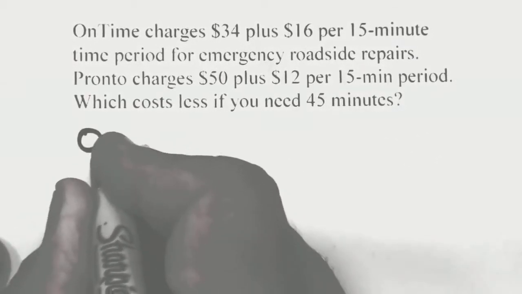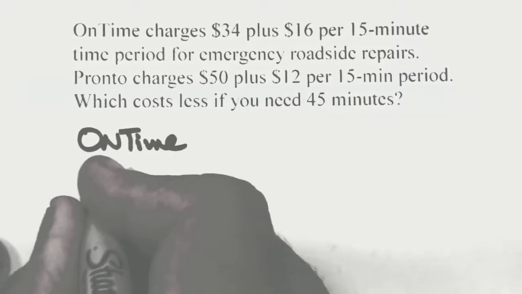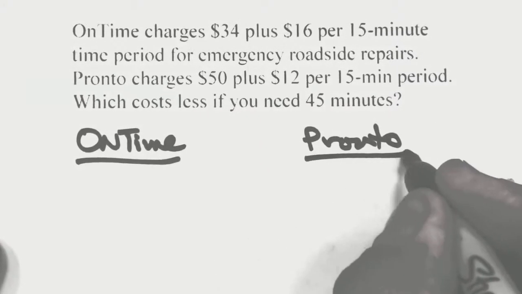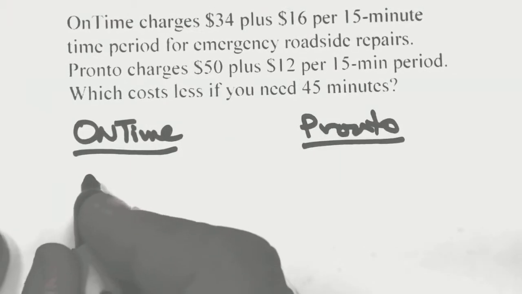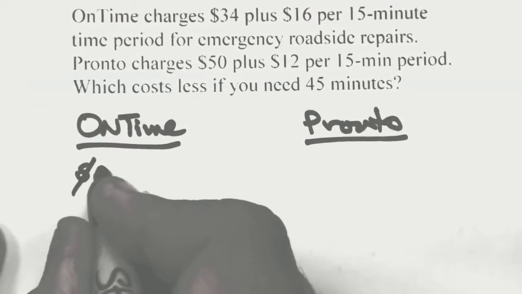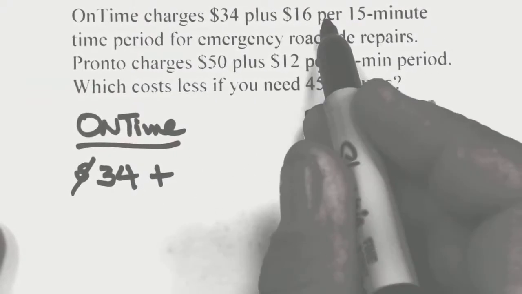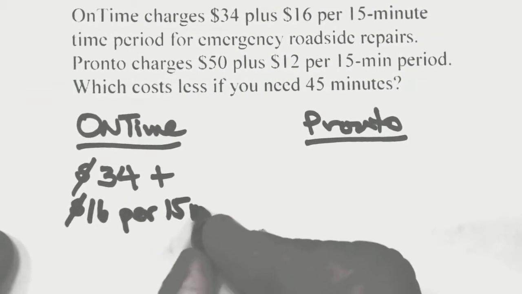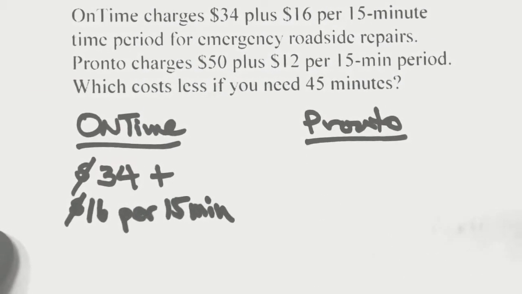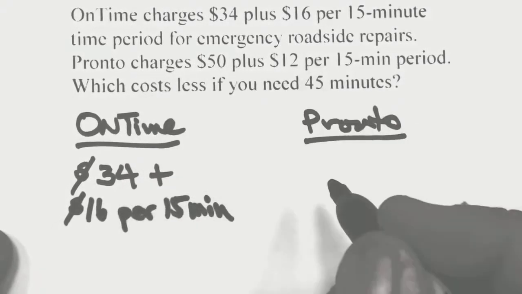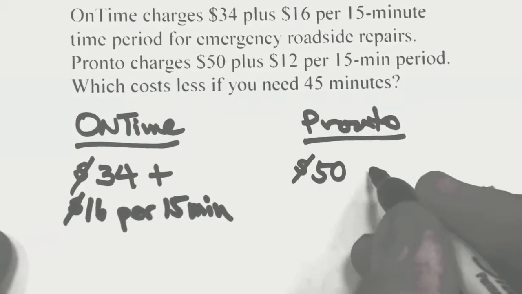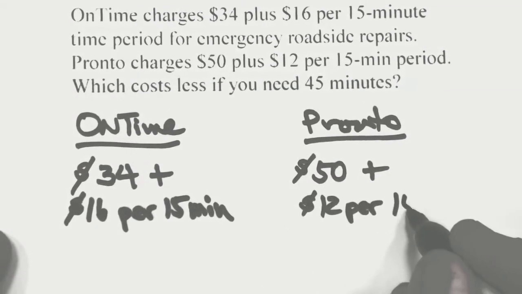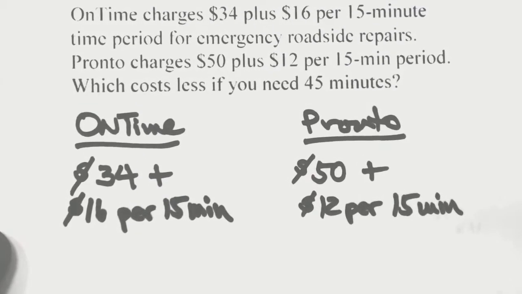Well, first off, let's go ahead and summarize both of these guys. We've got On Time and Pronto. Okay, now, On Time charges $34 just to show up and say hello to you. Plus, then they're going to charge $16 per 15 minutes. Now, Pronto is going to charge you $50 to show up, but then plus only $12 per 15-minute time period.